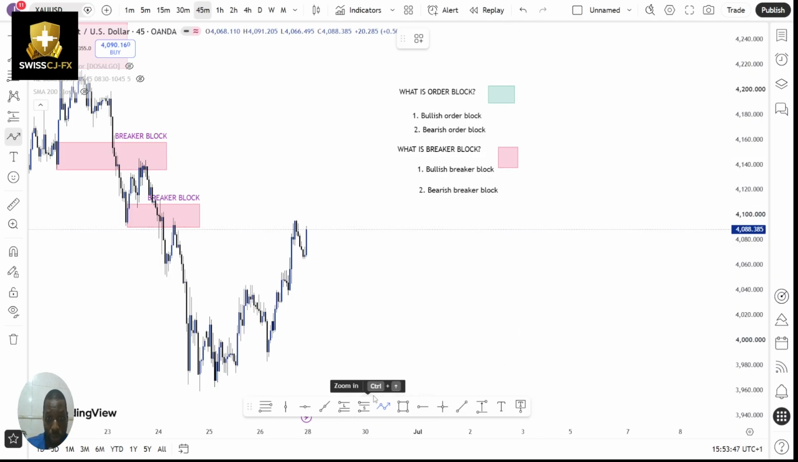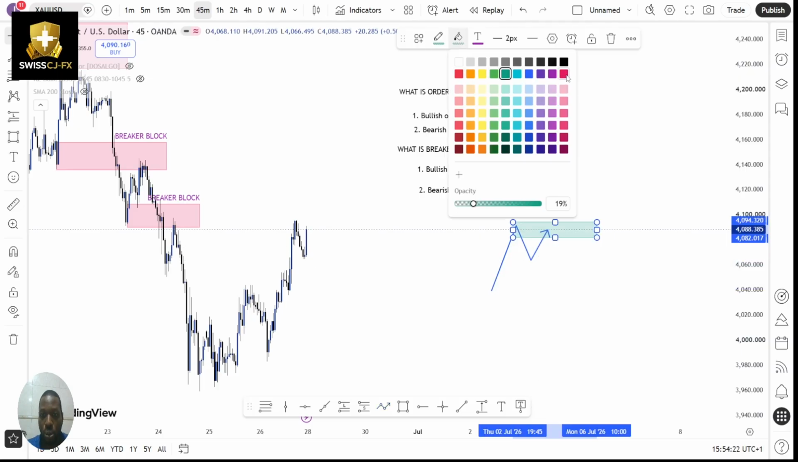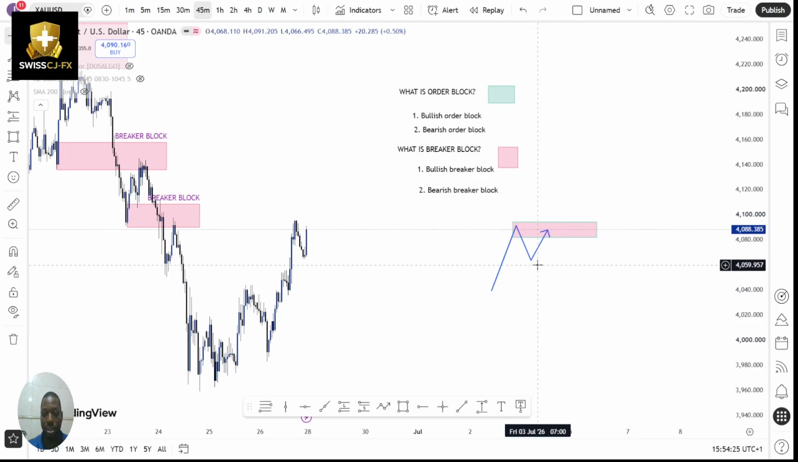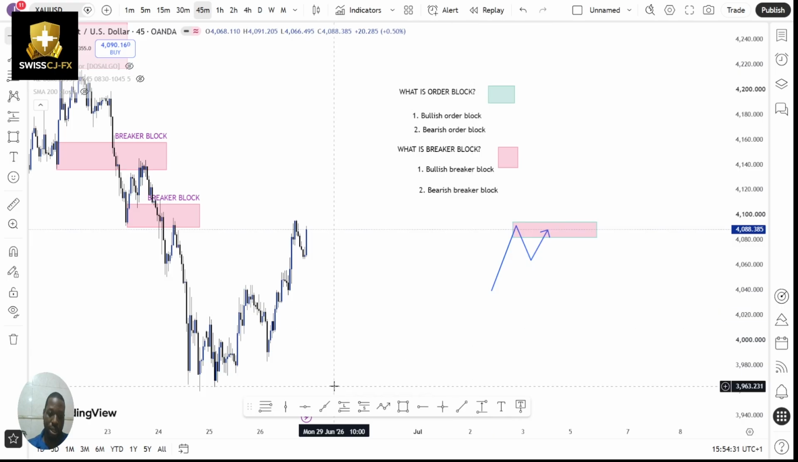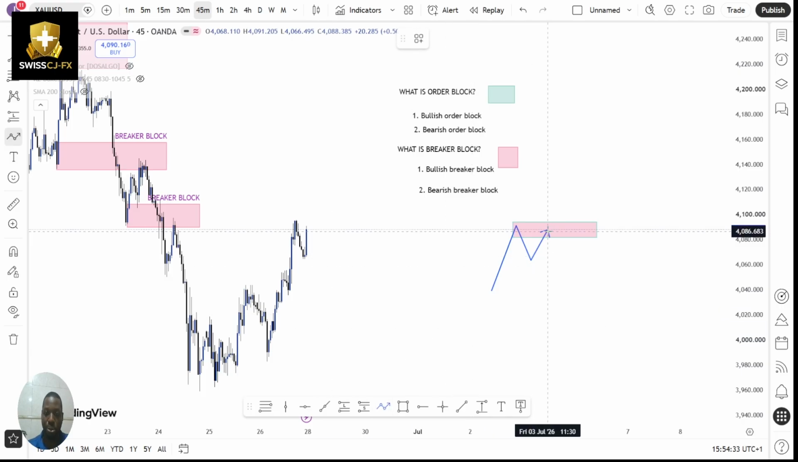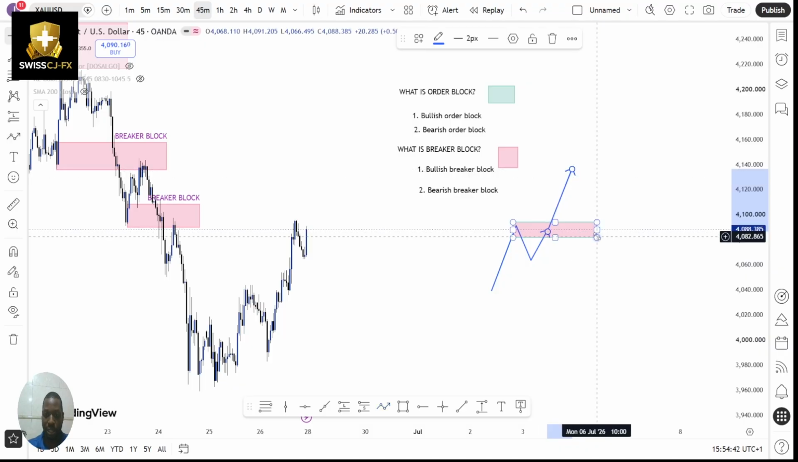So there are different types of breaker block. You have the bullish order block, I have the bearish order block. So the bullish order block goes like this, right? So it also forms an M pattern. Price usually holds at that order block, but this time around, this is why I painted it red, because it actually failed. It could not hold price. So as a result of that, price actually broke out of this zone. So whenever I see this, it is identified as a breaker block.